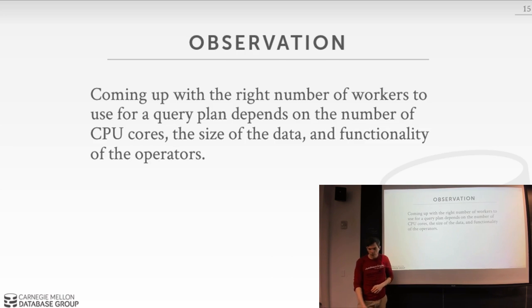All right, so now the issue is, how are we going to come up with the right number of workers to use for a query plan? And this really depends on the environment that our query is running in. So it depends on the number of cores we have, or the number of threads that are available to us, the size of the data that we expect to process, and what those operators are actually doing.